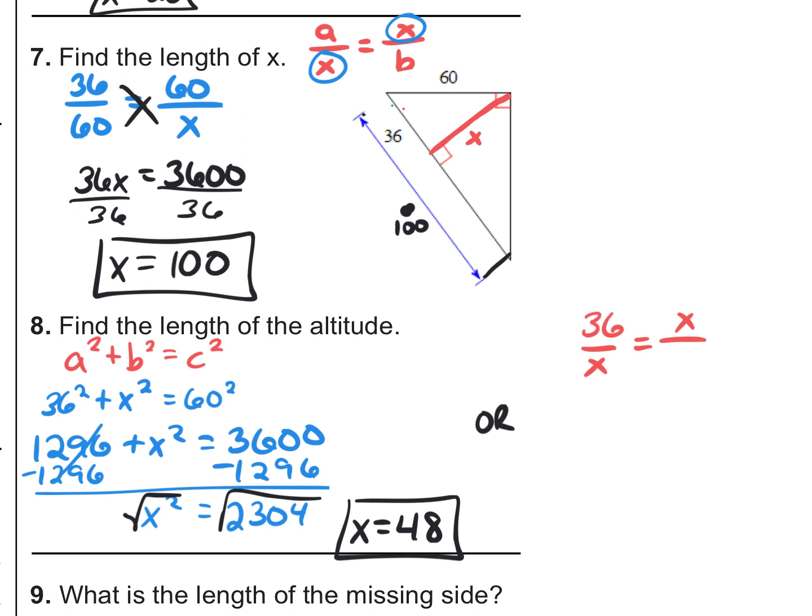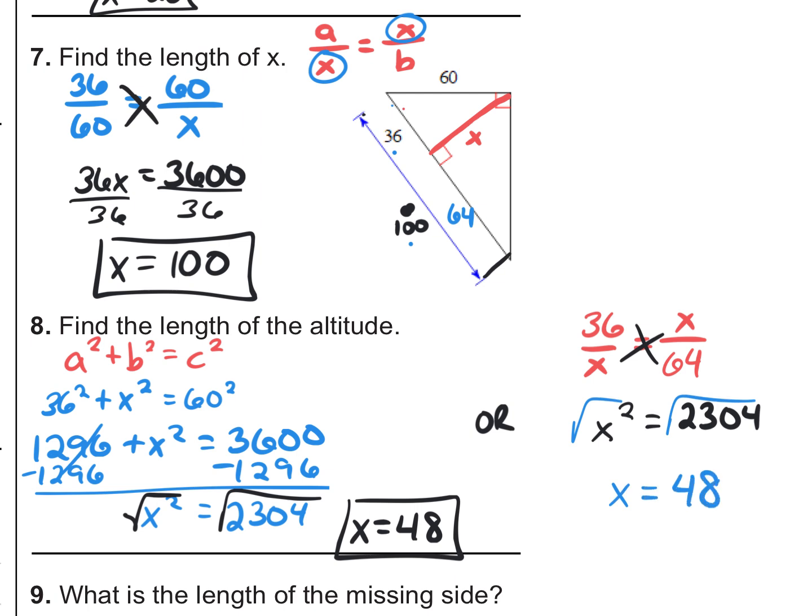And then if I'm comparing this triangle over here, where do you get 64 from? 100 minus 36. Right, we want to find this number right here, so I need to take 100 minus 36 to get 64. So that is our side length that needs to go there. So if we cross multiply, we get X squared equals 2,304. Last step, square root, we get X equals 48. Again, I do not care how you do it.